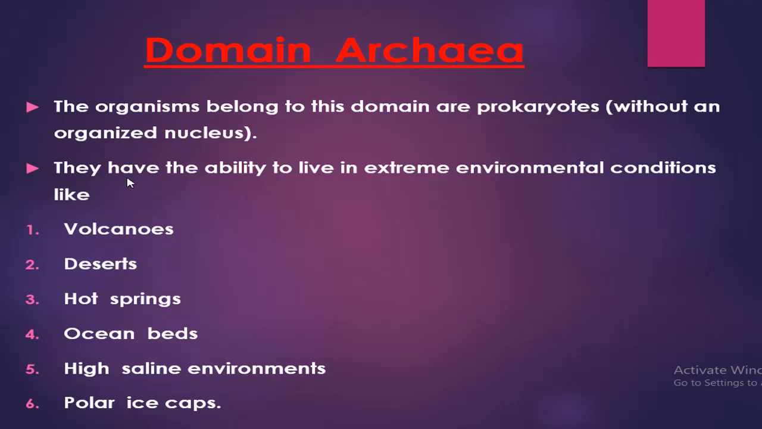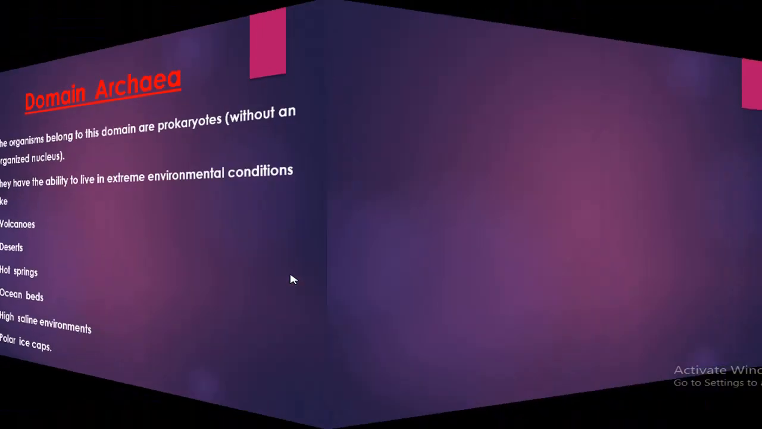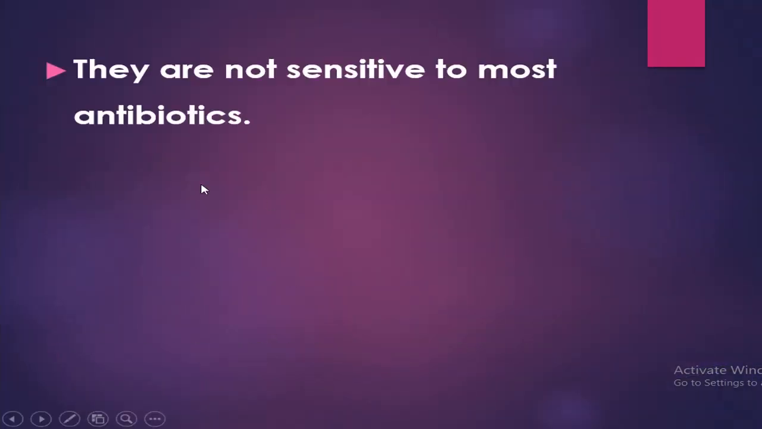Under the domain Archaea, firstly we have learned that the organisms belonging to this domain are prokaryotes, meaning without an organized nucleus, right? And then we have learned that they have the ability to live in extreme environmental conditions like volcanoes, deserts, hot springs, ocean beds, high saline environments, and polar ice caps. Right, okay. Then we will go to our next point.